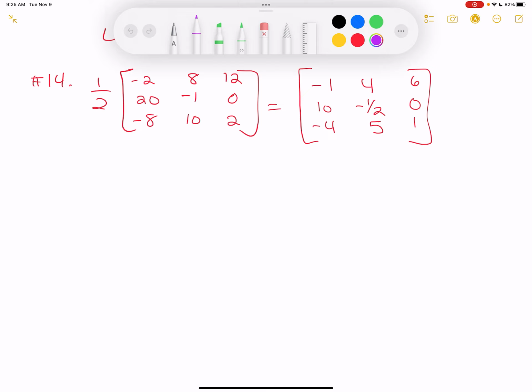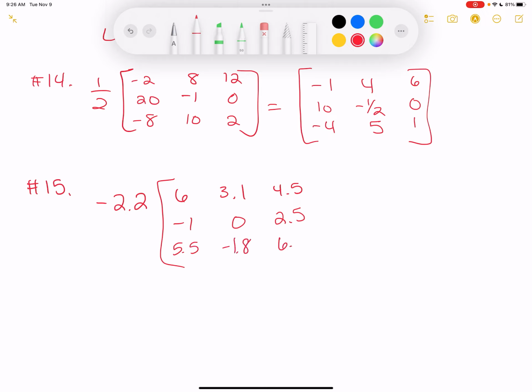All right, so we stopped at 14 yesterday. I'm going to do 15 because I'm going to show you what to do on your calculator. Negative 2.2 times, it's a 3 by 3, so 6, 3.1, 4.5, negative 1, 0, 2.5, 5.5, negative 1.8, and 6.4. I am completely okay if you want to do this by hand, but yeah, I didn't think so. So I'm gonna let y'all copy that down, and then we're gonna use the calculator to solve.